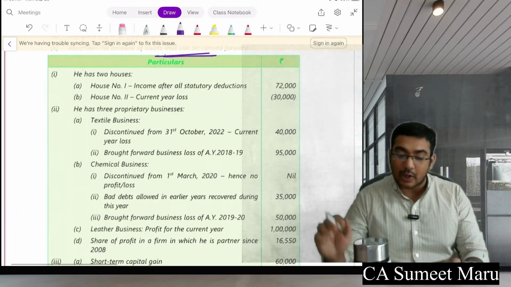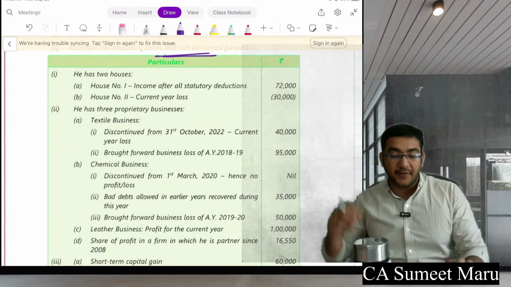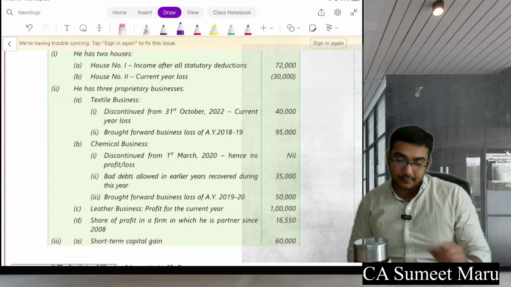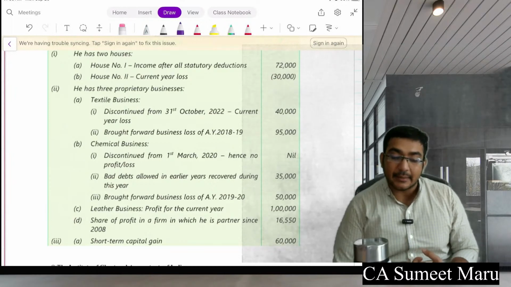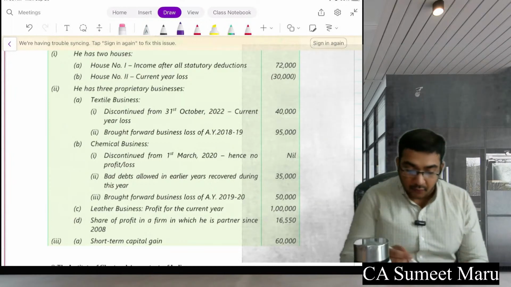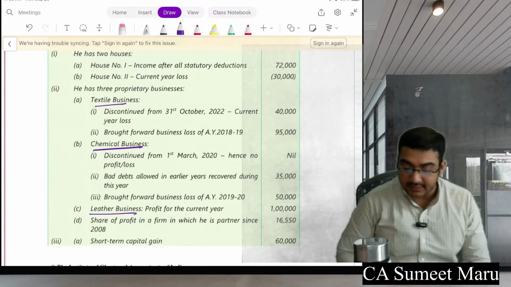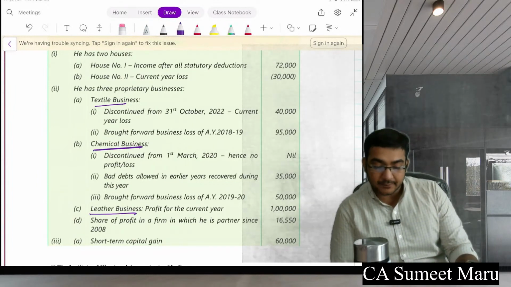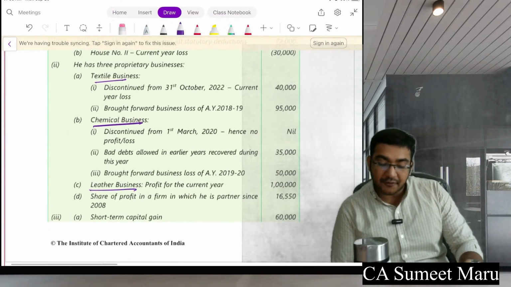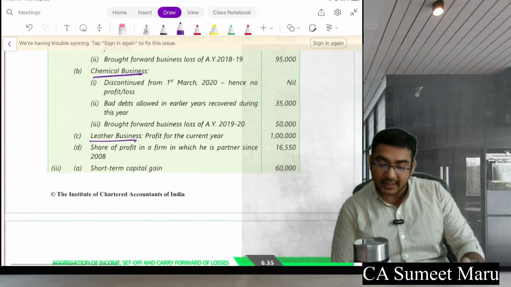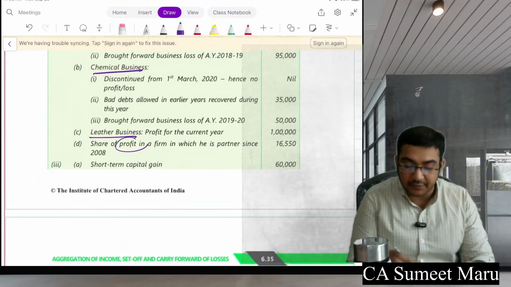So see, he has 2 houses. From one he has a profit, from one he has a loss. Next, he has 3 proprietary businesses: a textile business, a chemical business and a leather business. See what will happen with all of this. Share of profit in a firm in which he is a partner since 2008. So share of profit is also given to him.